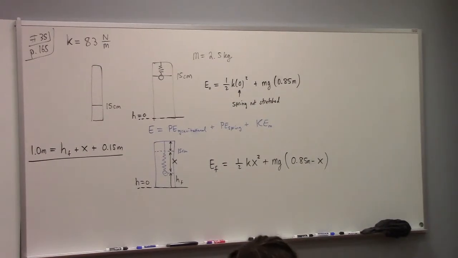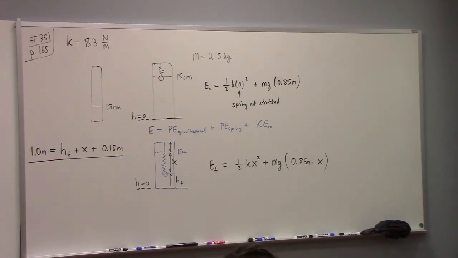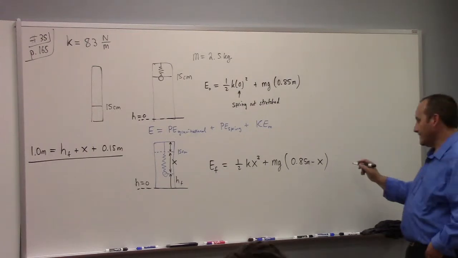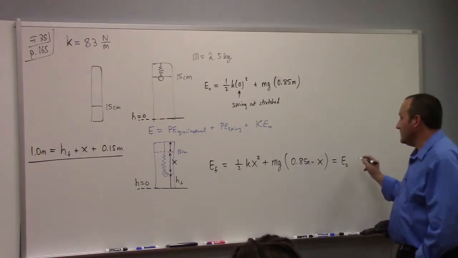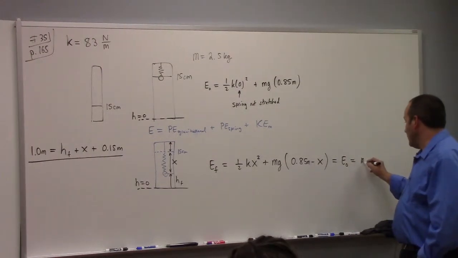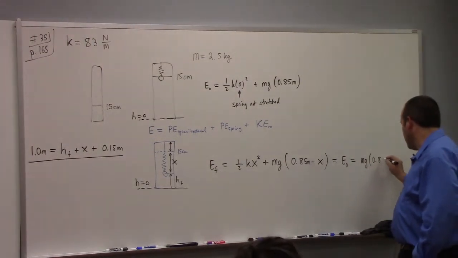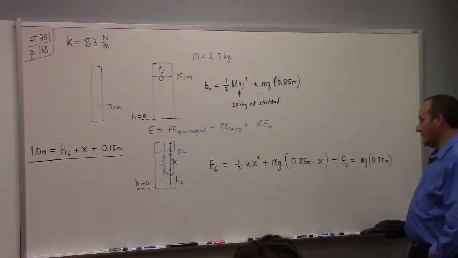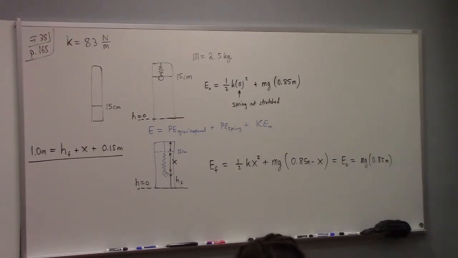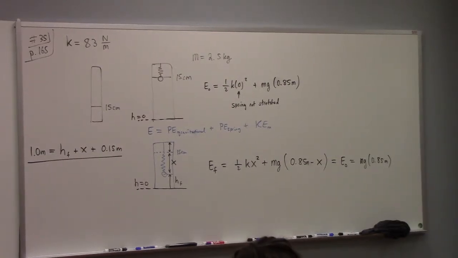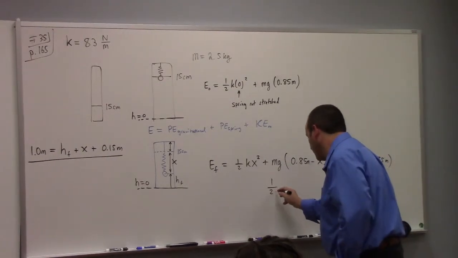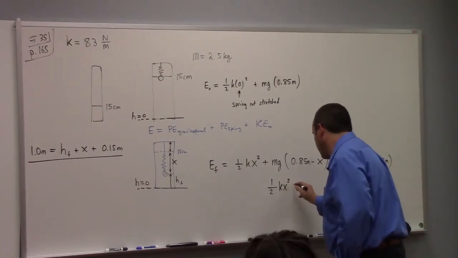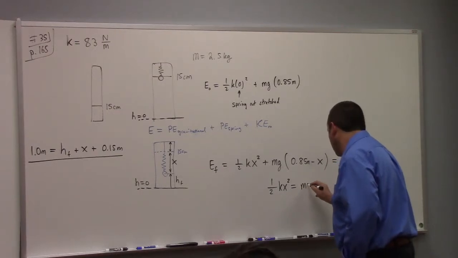And that's equal to what? That's equal to the initial energy, because energy is conserved here. So that's equal to mg times 0.85 meters. So you see the 0.85s cancel, right? And what are you left with? You're left with 1/2 kx squared equals what? mgx.